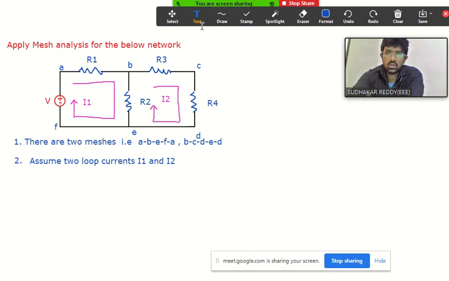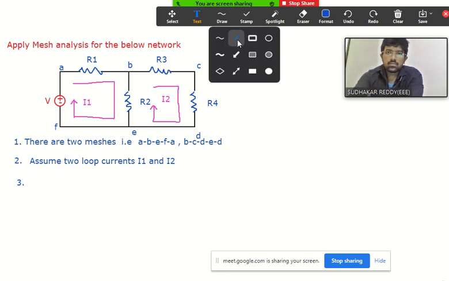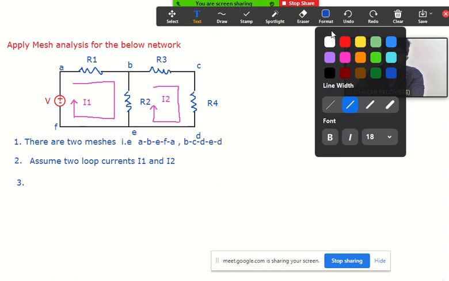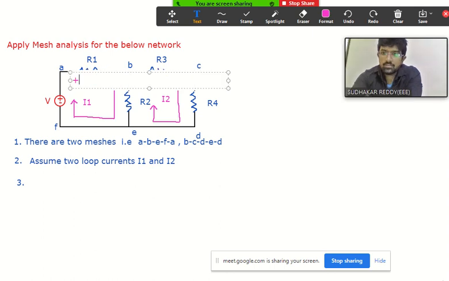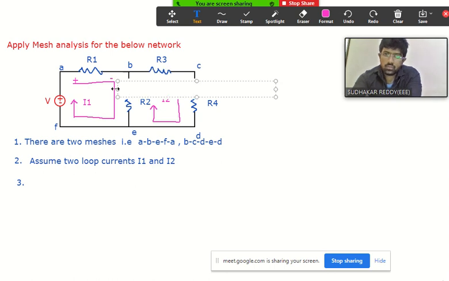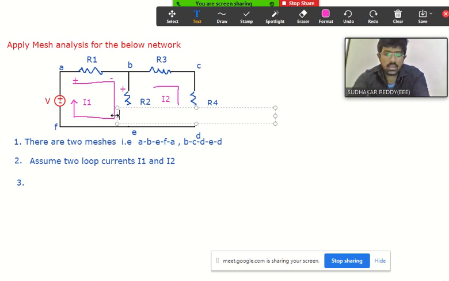So what is the next step? We need to assign the polarities now. Indicate the polarities based on the current direction. So for R1 here positive, right? So here negative. Similarly for R2 positive. Please indicate, very simple, because I'm telling step by step, so it will take some time.